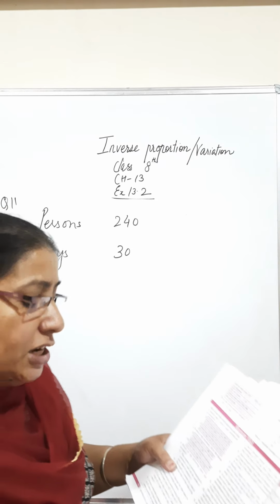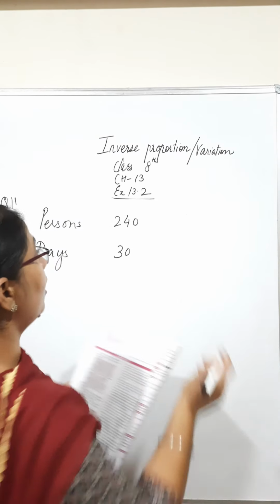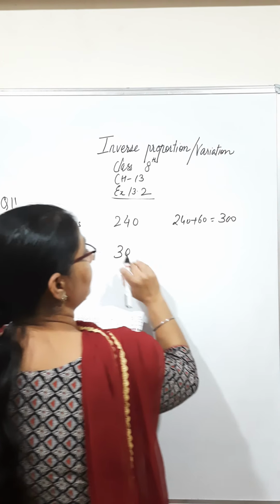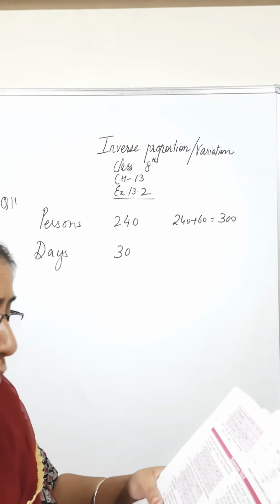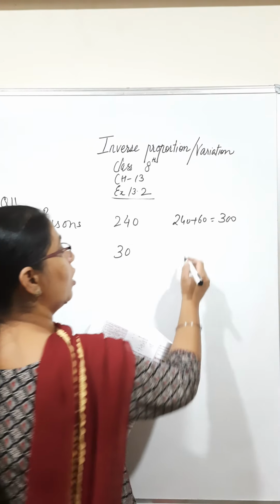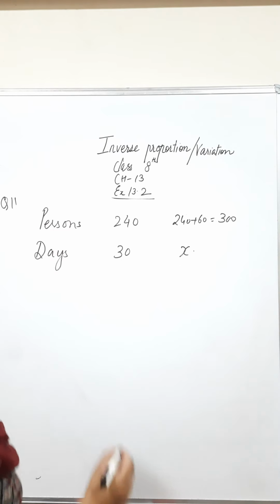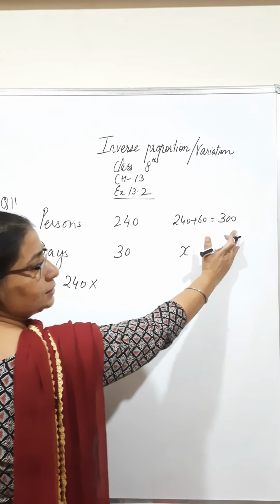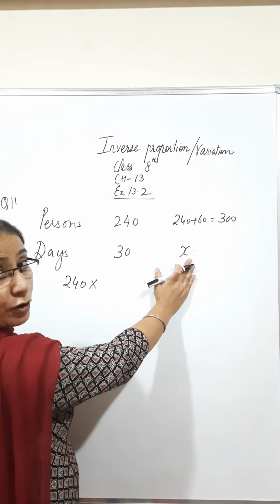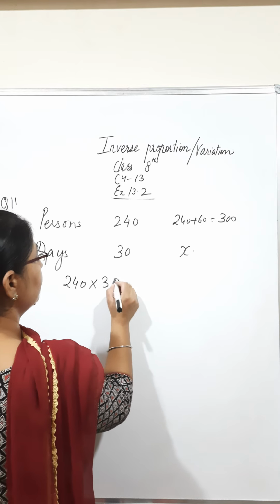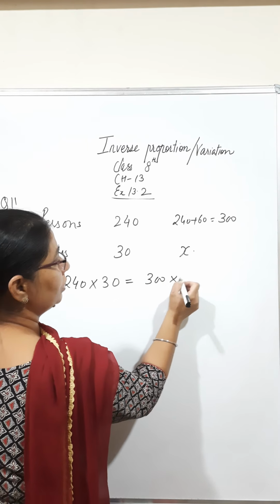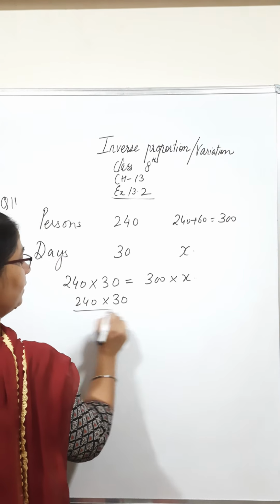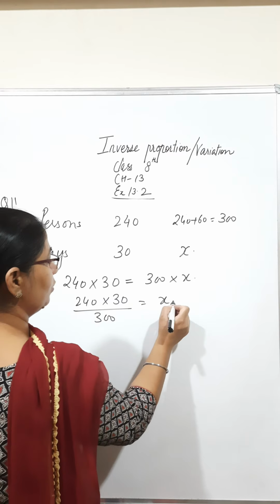That means initially there were 240. Now how many persons are there? 240 plus 60, that is equal to 300 persons in the camp now. And now the food will last for how much time? How long will the provision last? We have to find. As the number of persons has increased, the food will now last for fewer days. So 240 multiplied by 30 will be equal to 300 multiplied by x. So 240 into 30 divided by 300 will be equal to x.